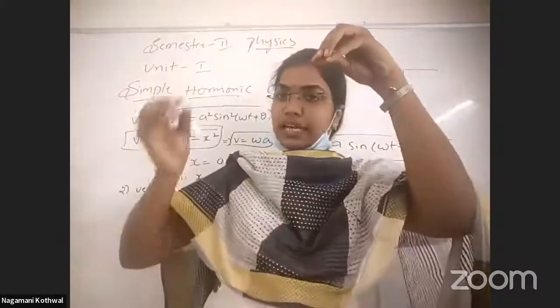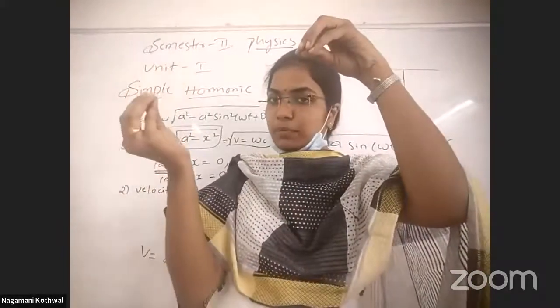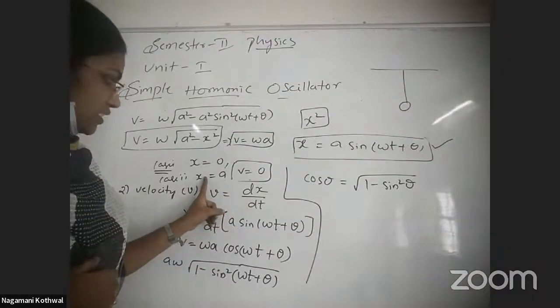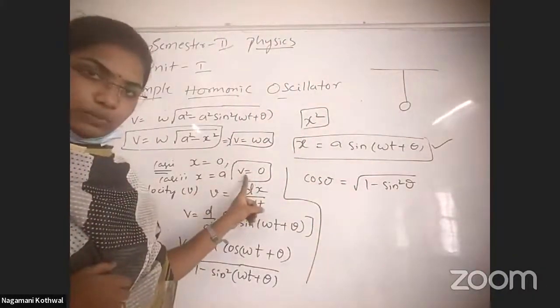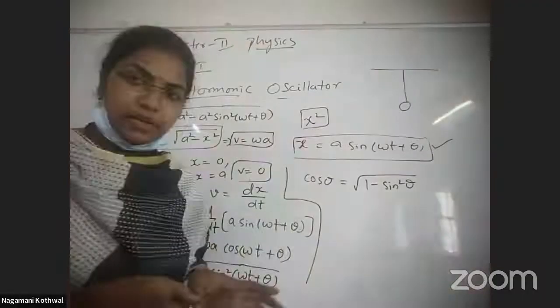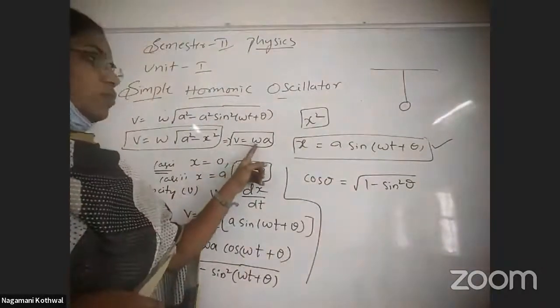Means the pendulum is at the extreme position, the velocity of the pendulum is 0. That means extreme means x is equal to a, maximum displacement, then velocity equal to 0. Right? When x is equal to 0, means there is no displacement, then velocity will be omega into a.